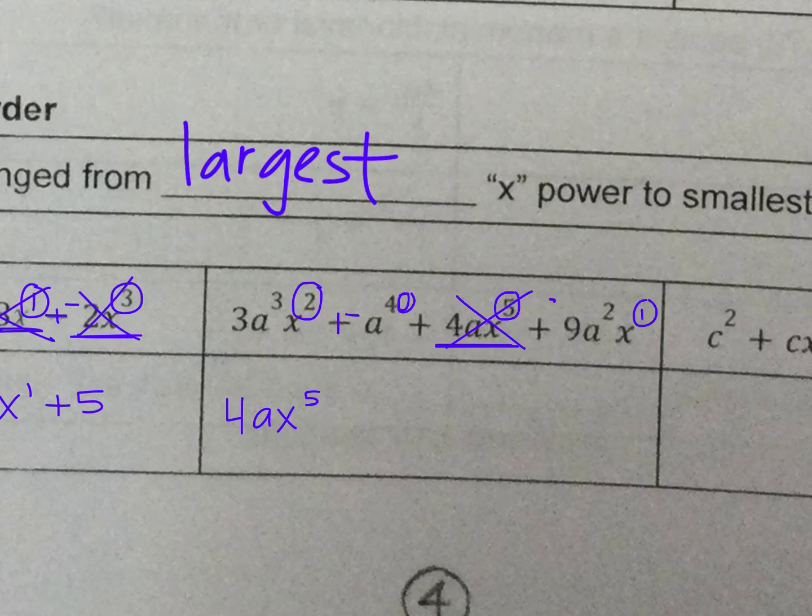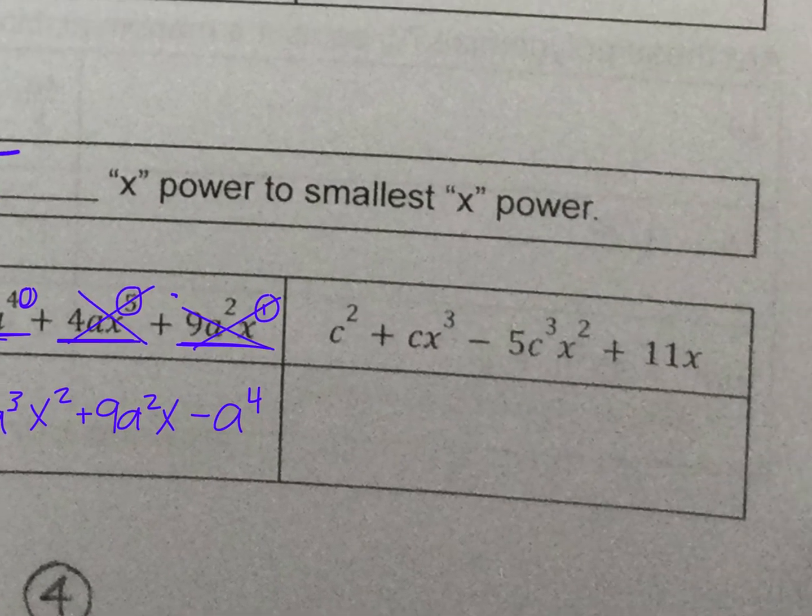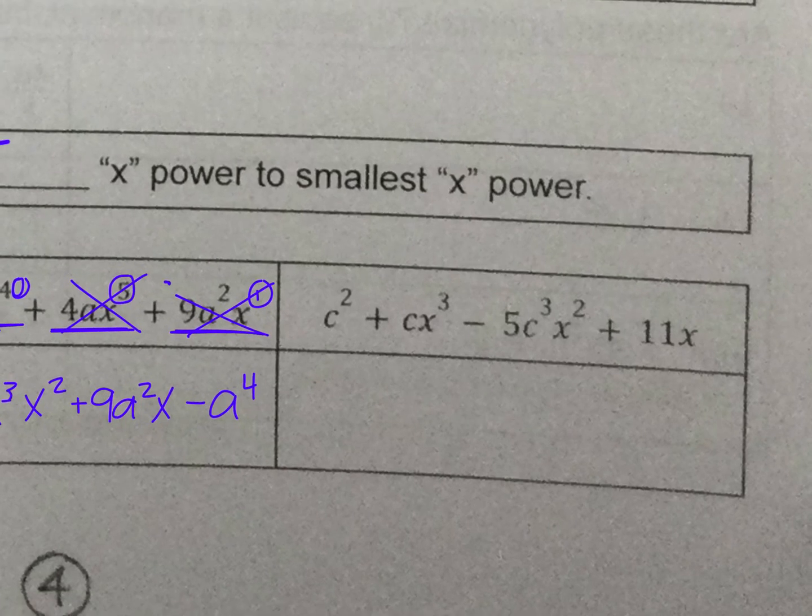Let's see. There's not a 4, there's not a 3, but there's a 2. So plus 3a to the 3rd x squared. Then there's a 1, plus 9a squared x. And then I have my minus a to the 4th. And that a can be in the back because there's no x, and all I care about are the x's.